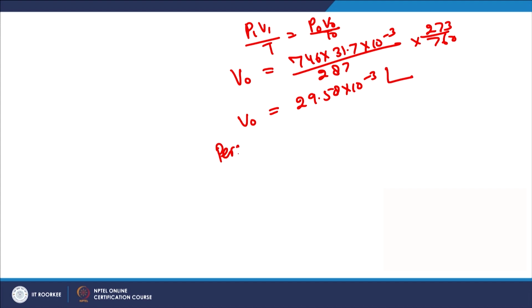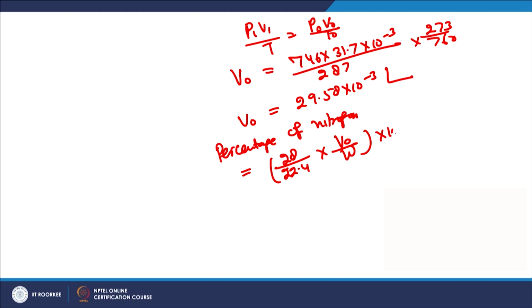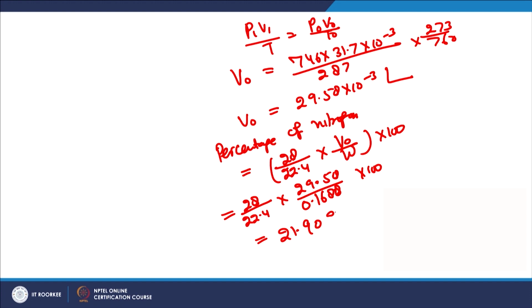So percentage of nitrogen comes out to be 28 divided by 22.4 into V naught upon W into 100, and that is 28 upon 22.4 liter, 29.58 divided by 0.1688 into 100, and that comes out to be 21.90%. So this is our desired result.